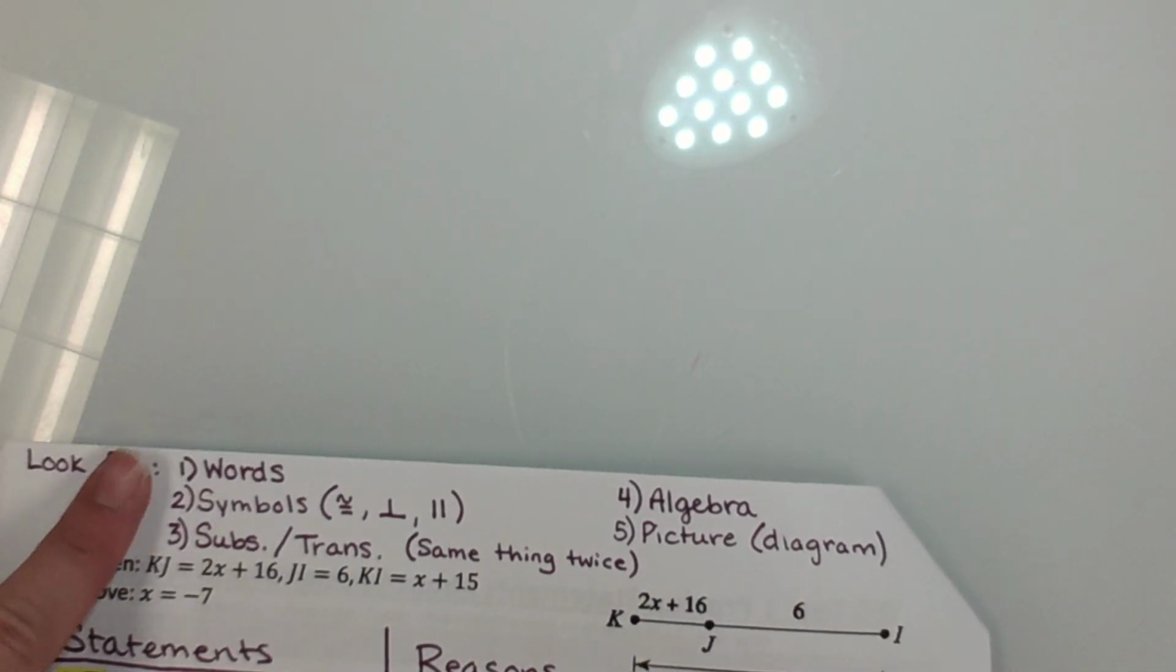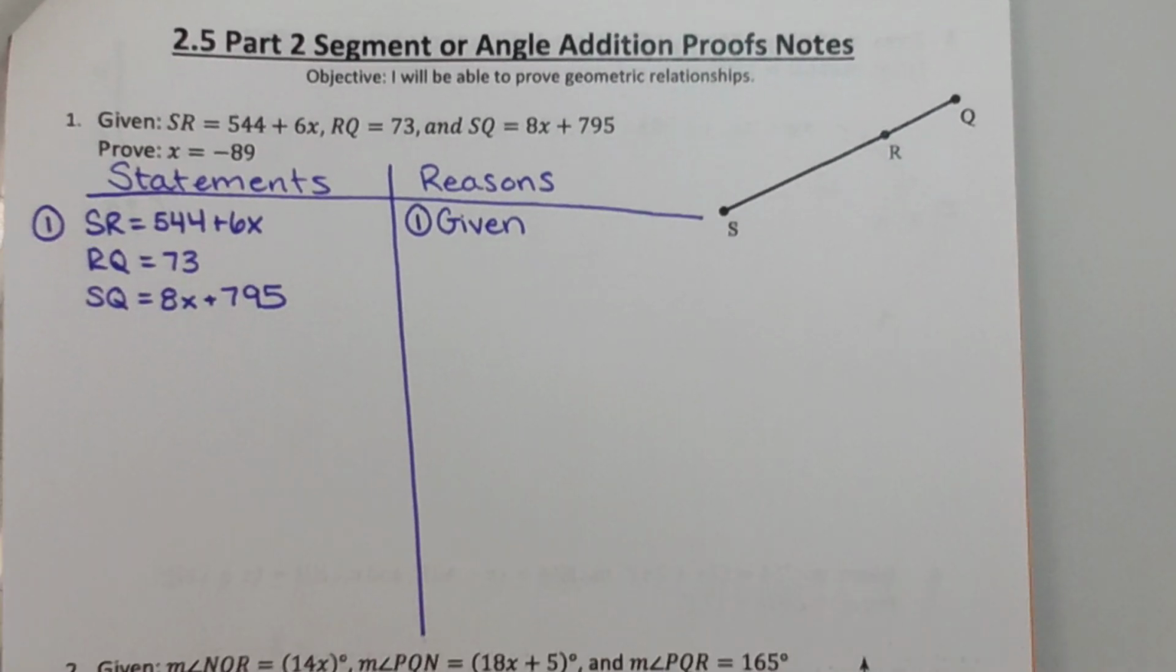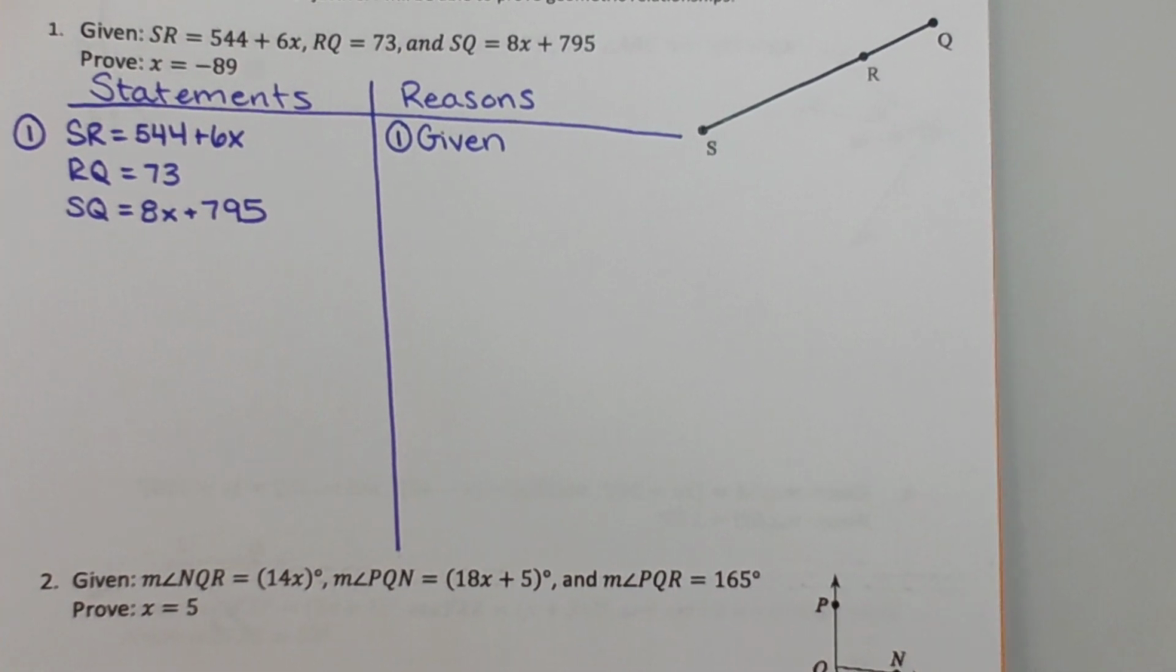we wrote it on the top of the previous page. Words. Segment addition postulate is a thing we do. Yes, it's the thing we do here. But the first thing we look for is words. Inside the proof, do I have any words? No, so I move on.